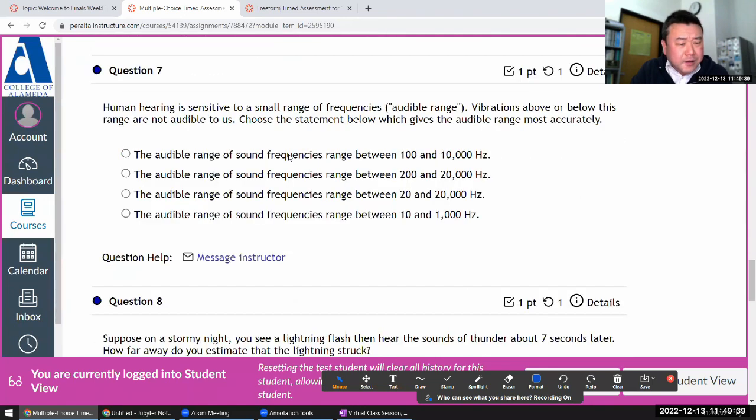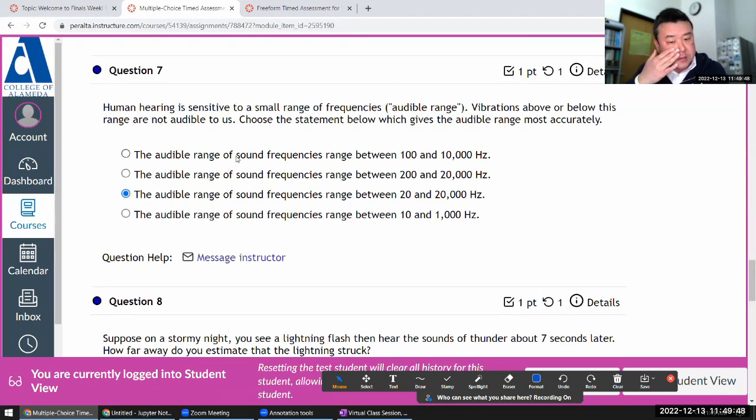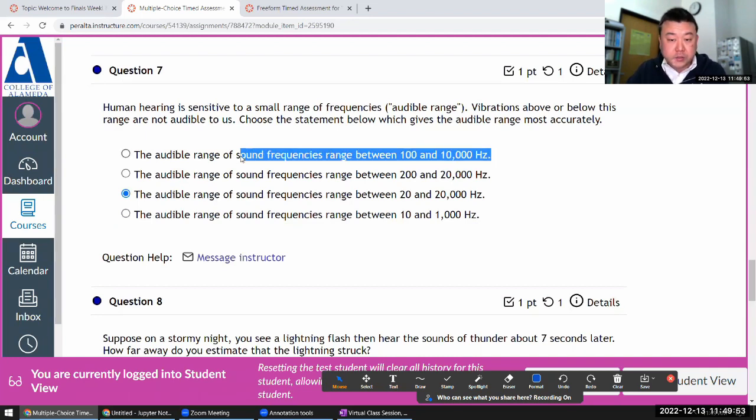Okay, 5 minutes. I think I have to go a little bit faster. Human hearing is sensitive to, oh yeah, this is just a number memorizing exercise. Now any real person's hearing will, oh wow, this is a little bit too close.